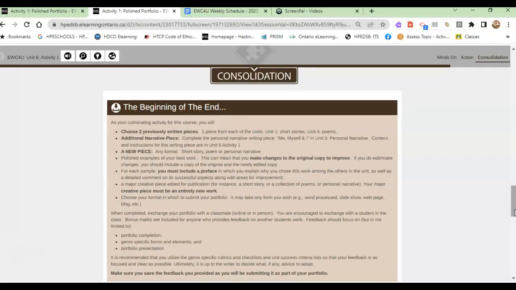We are creating a portfolio in which you are going to demonstrate your best writing pieces. You need to pick a format in which you're going to display your work. It can be a large Google Doc, a website, a blog, or a number of different things. It's really important to think about how you're going to display that before you start inputting the information. So let's go through it.